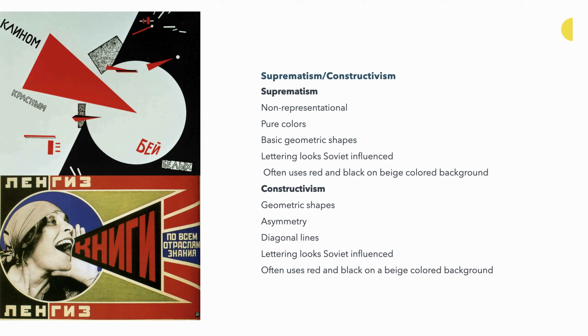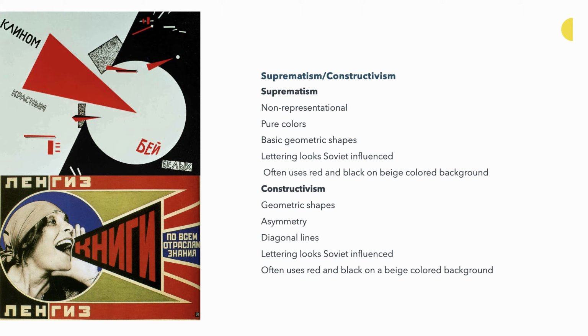Both of these are in the same category on the final exam, and suprematism is non-representational, like the image at the top, pure colors, basic geometric shapes. The lettering could look Soviet influenced if there is typography in it, and it often uses red and black on a beige colored background. It might just look like a piece of art, like modern art with shapes. And if so, more than likely it's going to be suprematism because we don't have that influence of modern art chapter on our final exam. So keep that in mind.